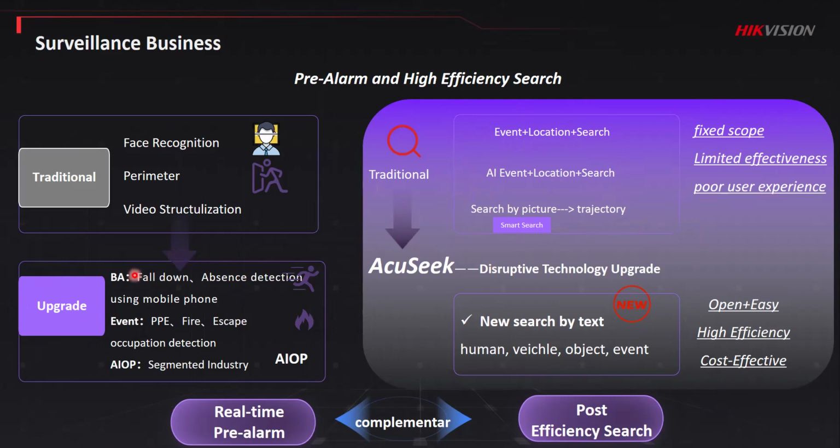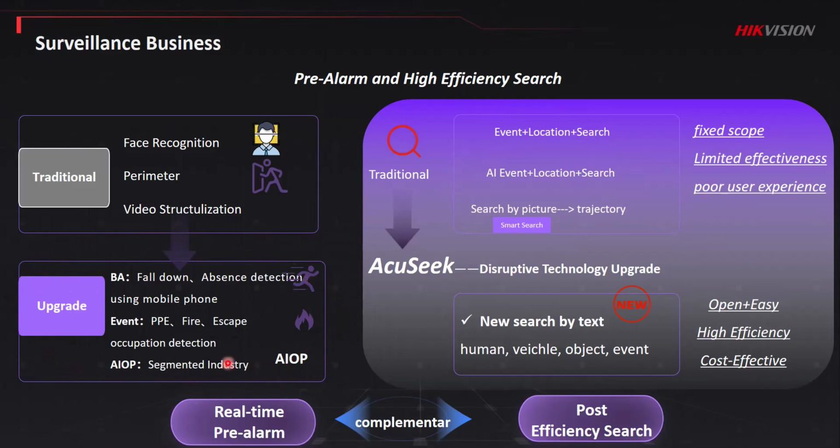Firstly, on the upgraded side, we now have behavior analysis where you can do fall down detection, absence detection, even phone usage detection via our PA service. There are a lot more of these alarms coming through that are custom created by our clients. So if you've got any ideas on new alarms, please share the videos and what you'd like to have on these alarms, and we can send it to HQ and see if it's possible to create these types of alarms.